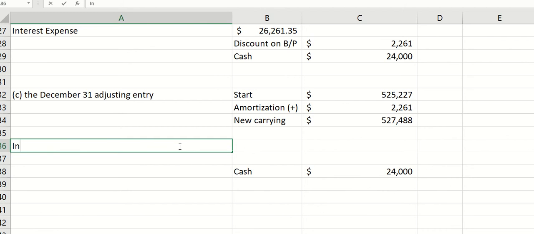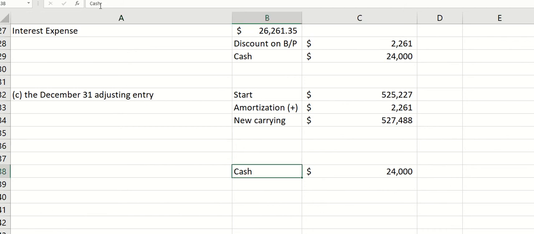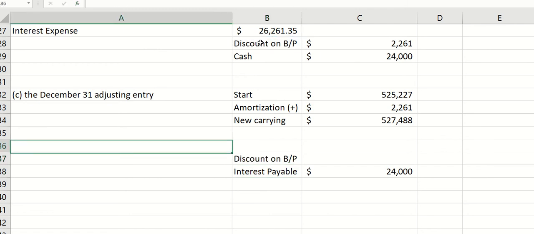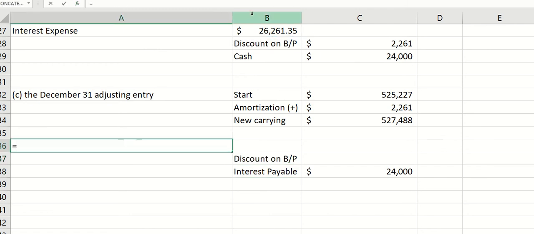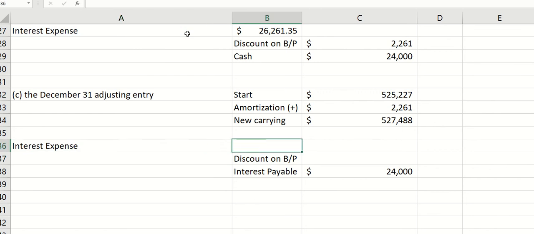This is interest expense. But this isn't cash though, right? Because it's at the end of the year, it's an adjusting entry. We're not going to pay it until January 1st. This would be interest payable, because we'll pay it in January the next year. But this will still be a discount on bond payable, and we will still have interest expense over here. And so now we have this new carrying value.